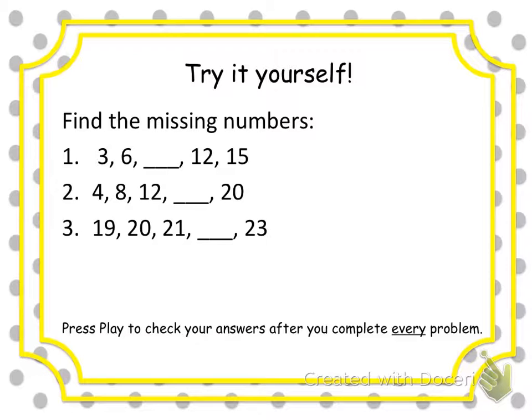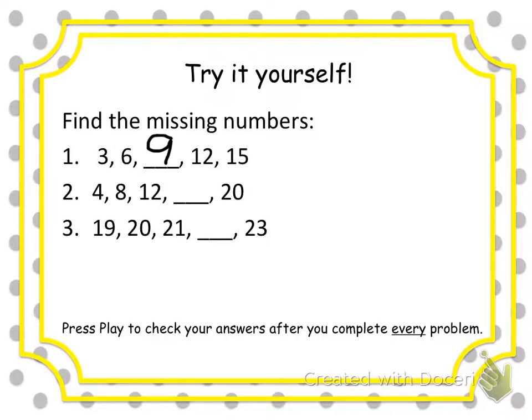Okay, now we're going to check these together. 3, 6, something, 12, 15. What do we add to 3 to get to 6? Very good, we add 3. So 3, 6, what comes next? Very good, 9 comes next. 12, 15. 3, 6, 9, 12, 15. We're counting by threes.